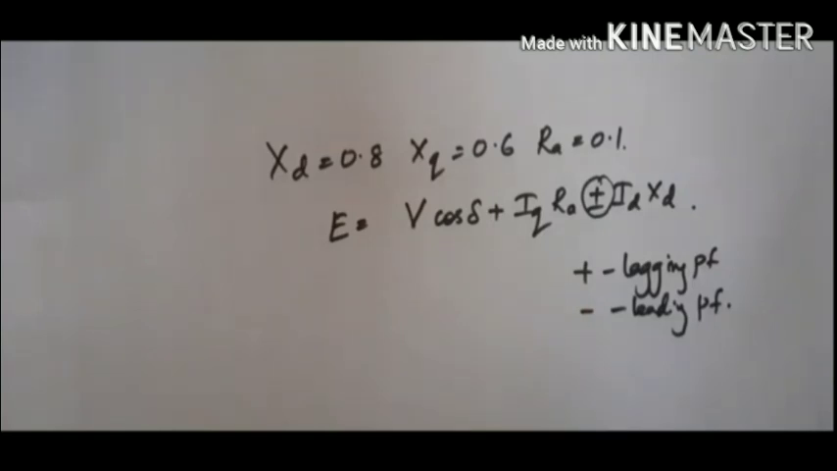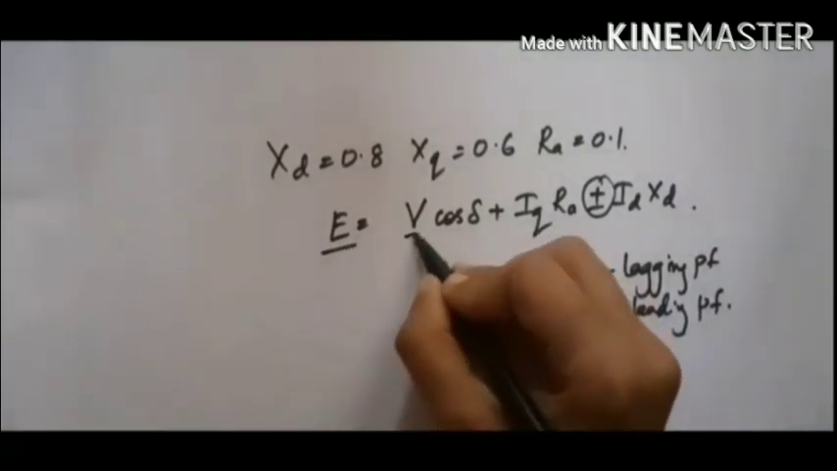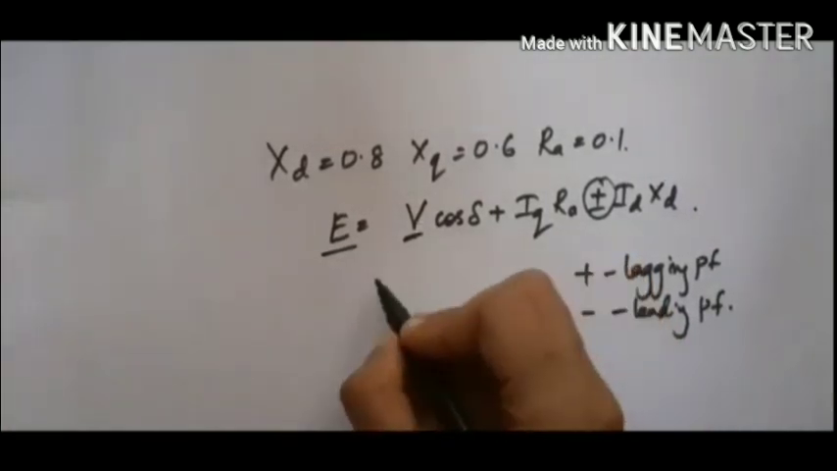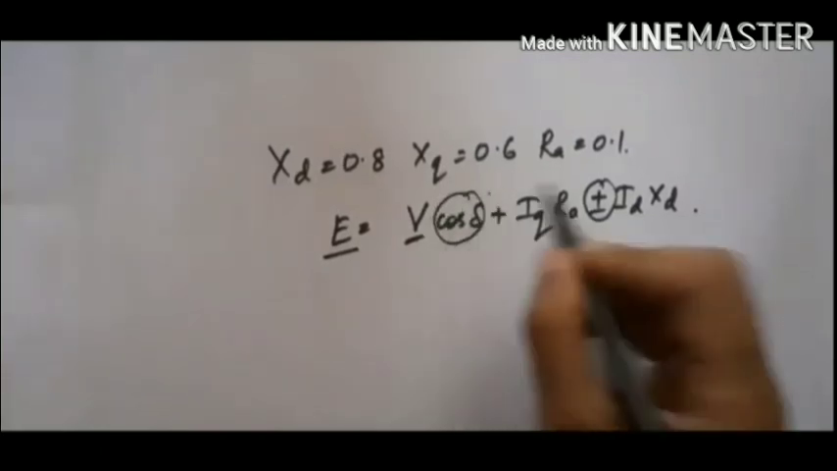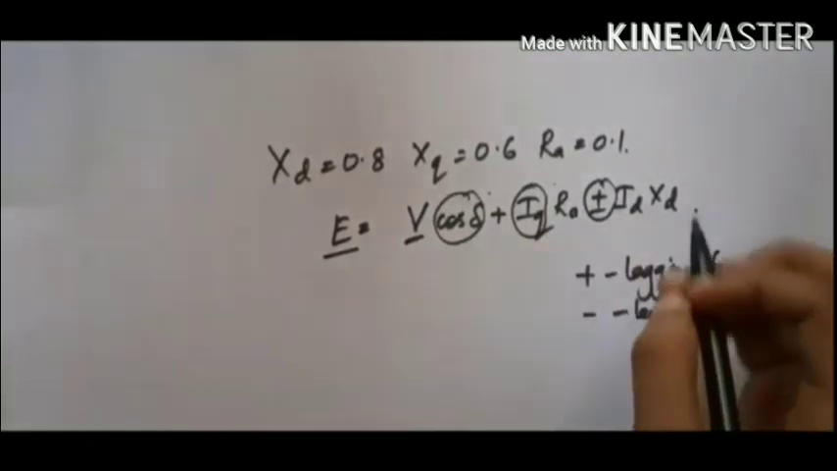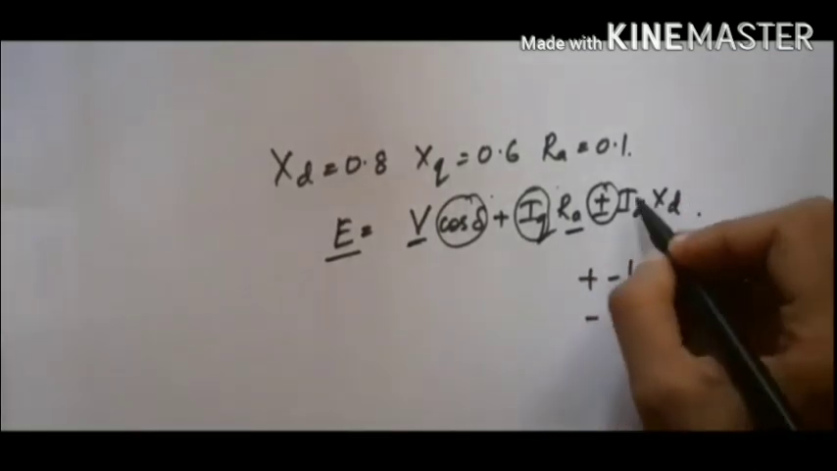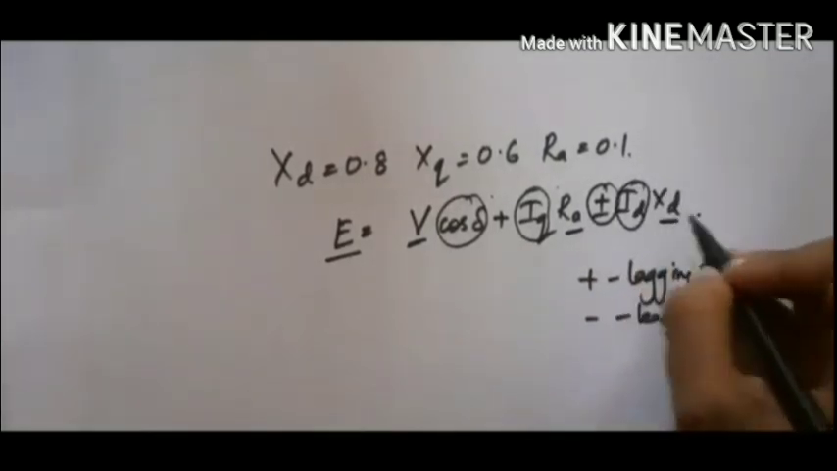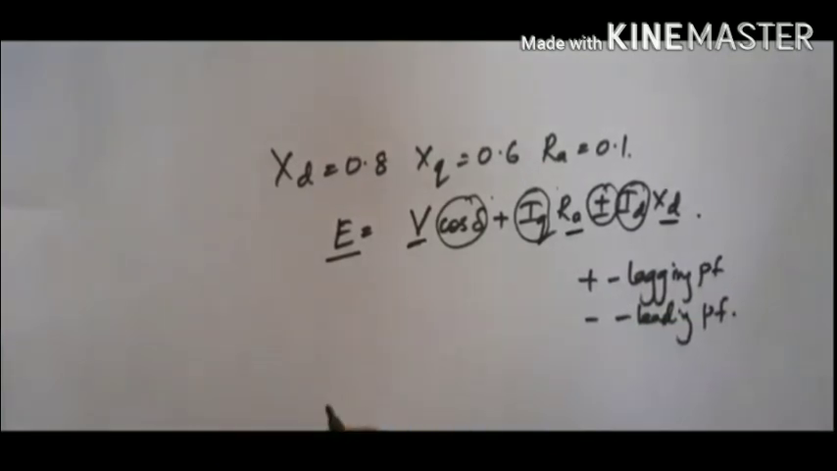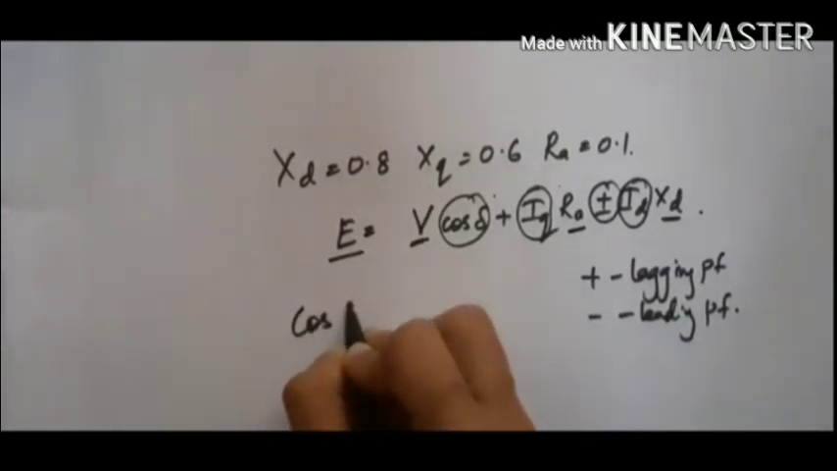Now, in order to find E, we have V equal to 1 per unit. We need to find cos delta. We need to find IQ. RA is given to be 0.1. We need to find ID, and XD is also given to be 0.8. So first we will find cos delta.